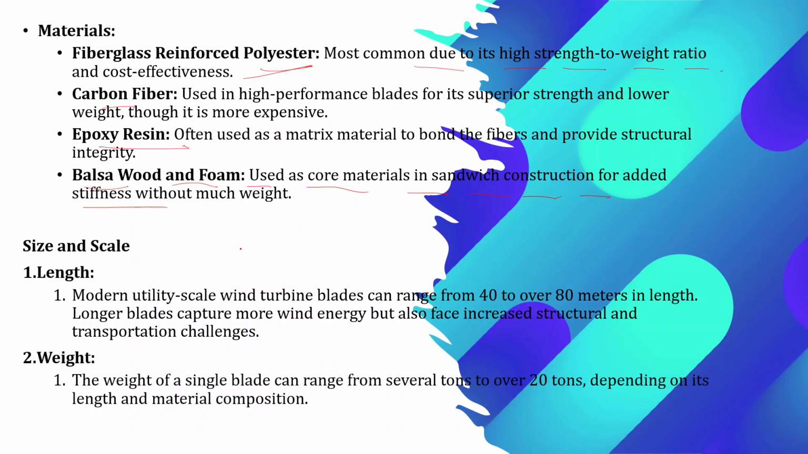And now coming to the size and scale. The length of these blades generally varies from 40 to 80 meters, and the longer the blade, the more energy it will capture. But the problem is that if we increase the length, the risk of structural damage also increases, and the transportation challenge also increases. And the weight of a single blade can range from several tons to over 20 tons depending upon the material and the composition.